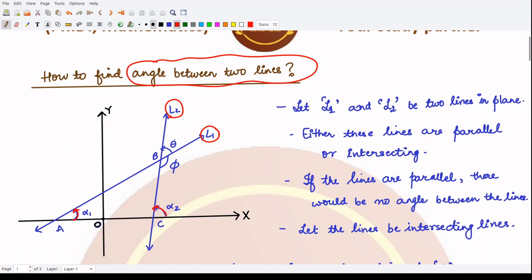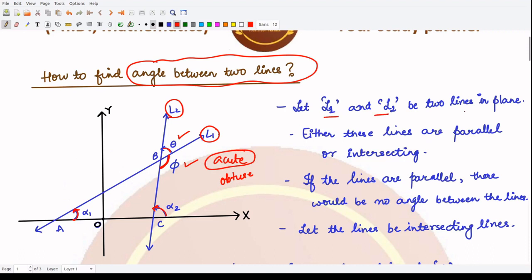So the angle is clearly either the angle theta or the angle phi. Both are the angles which are formed between these two lines L1 and L2. One among them, among theta and phi, is an acute angle. Another one is an obtuse angle, right? So we shall be looking at both the results, and we want to know what is the angle which is the acute angle, right?